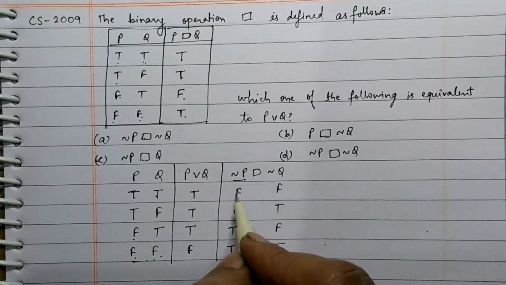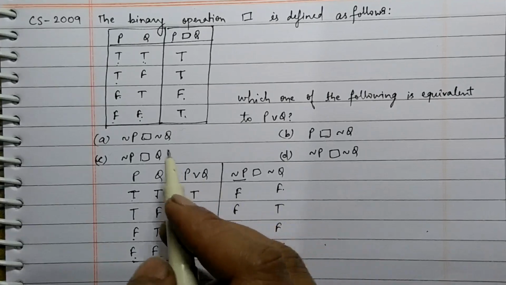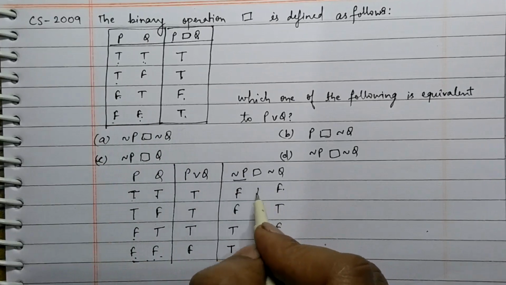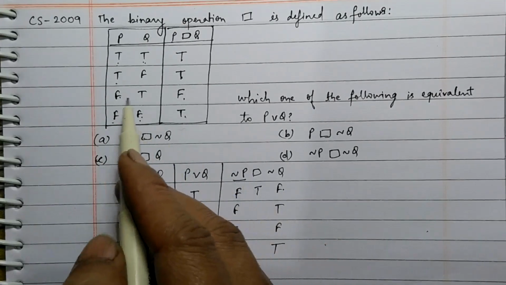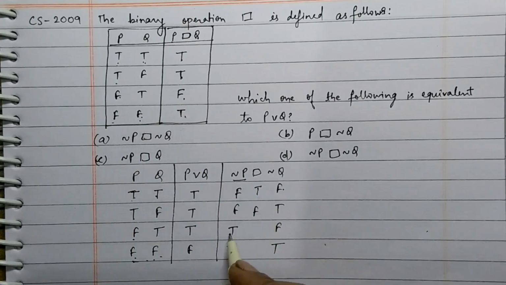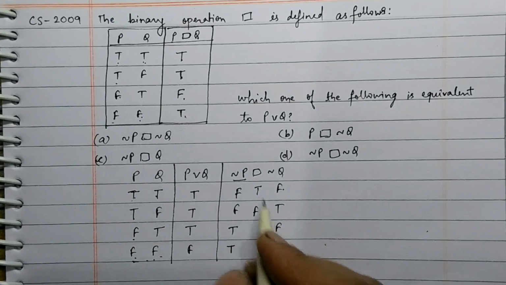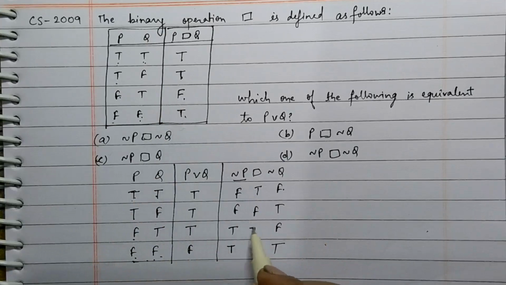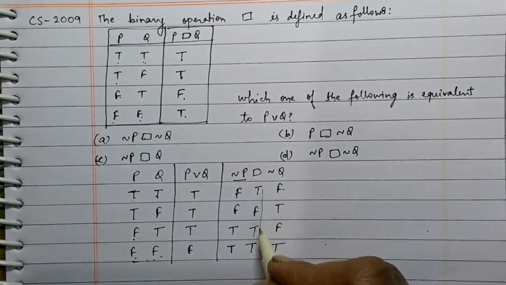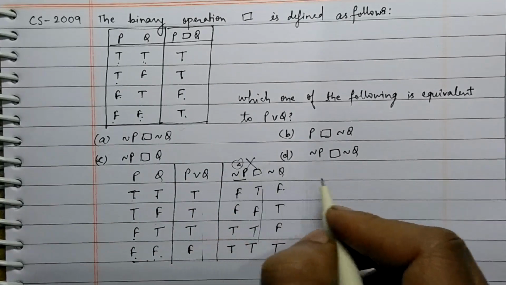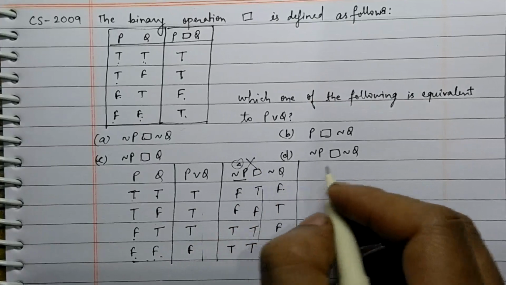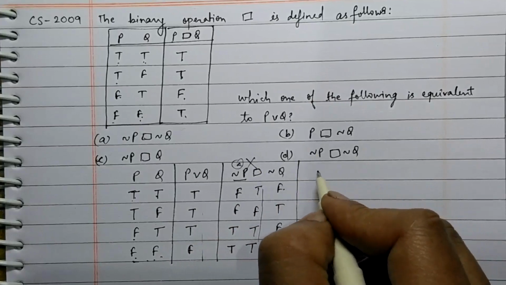Now the first argument is false, the second argument is false. The truth table says true. The first argument is false, the second argument is true. It says false. First is true, second is false. It says true. Both are true. It says true. This truth table is not equivalent to P or Q, so option A is wrong.